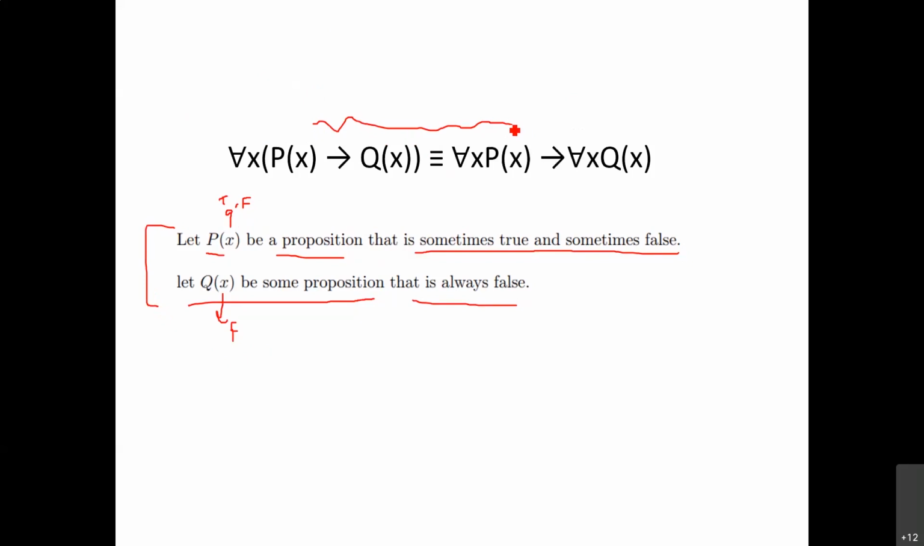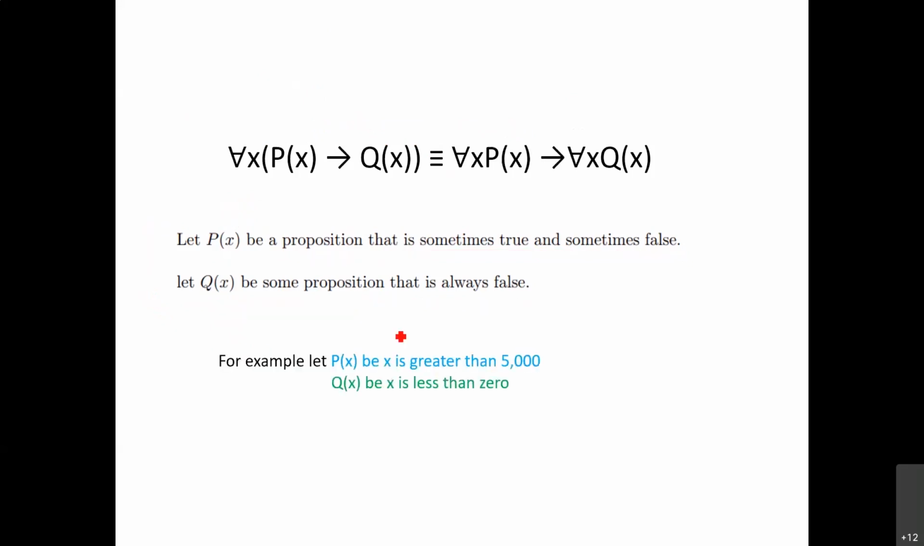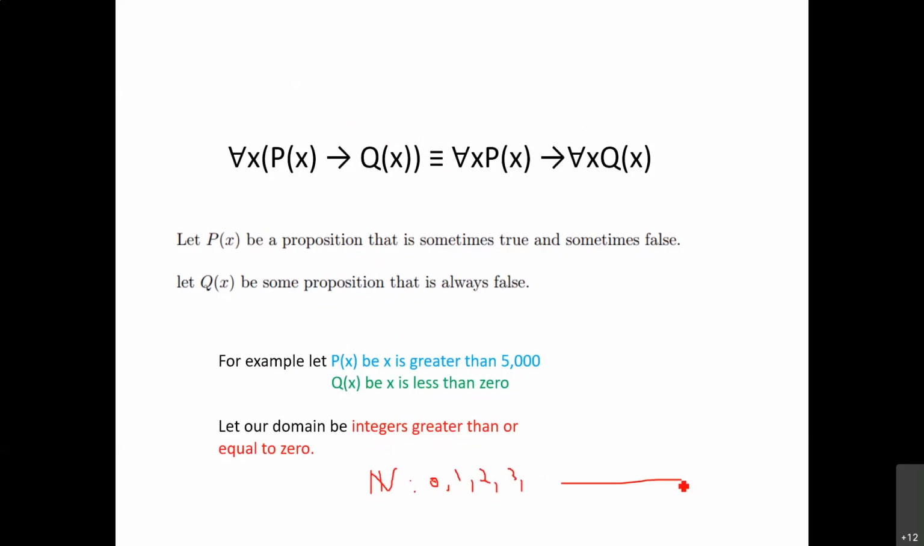So for example, let's say it's this. P of X, X is greater than 5,000. Q of X, X is less than 0. Your domain is going to be integers greater than or equal to 0. So your domain is just going to be N. If you don't know what N is, it's just 0, 1, 2, 3, just the positive integers.